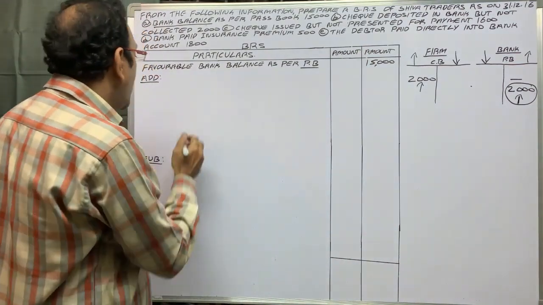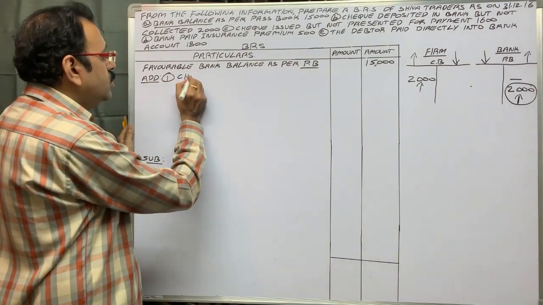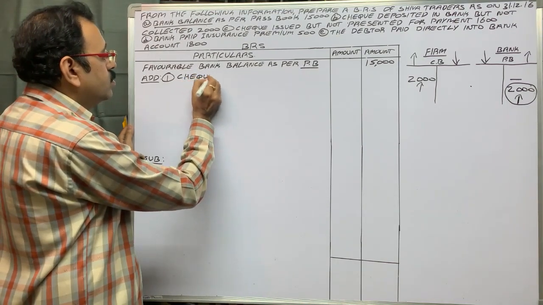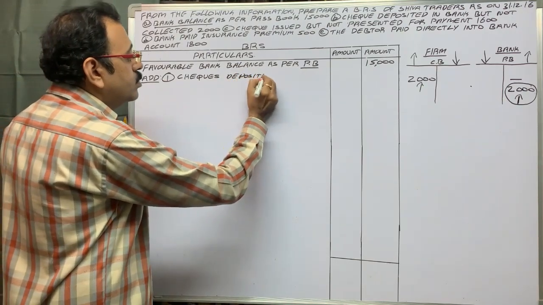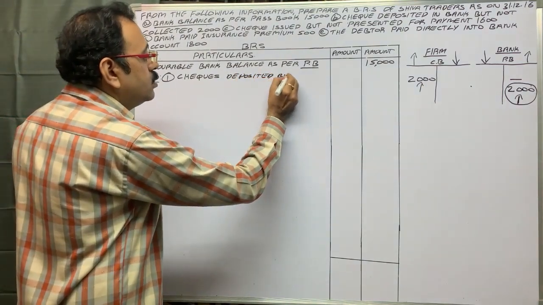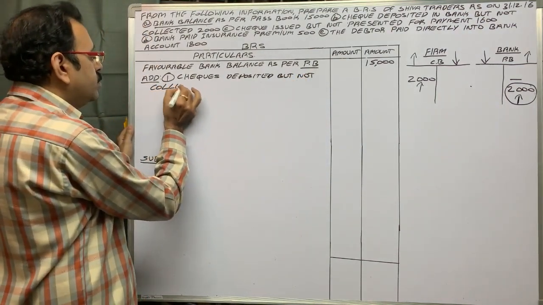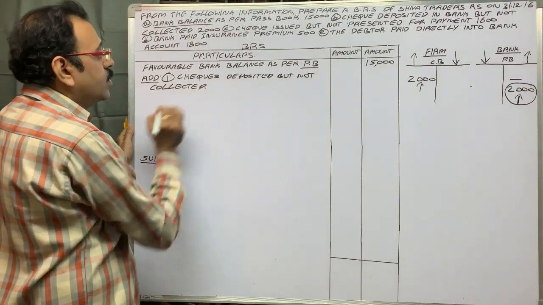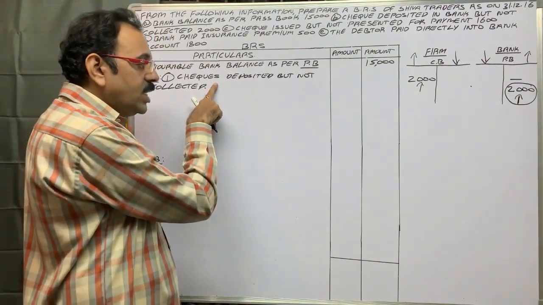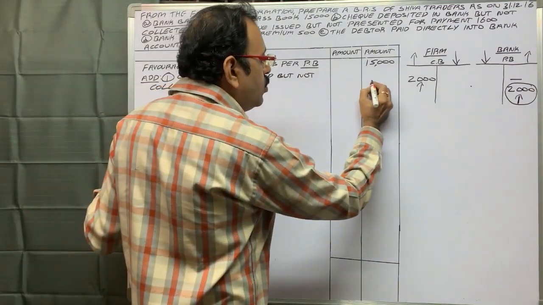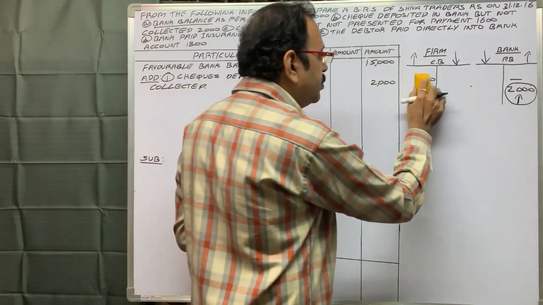Now, since it is add, here first point: checks deposited but not collected. Amount is 2000 rupees. Since it is added, in the outer column you have to write the amount. Okay.